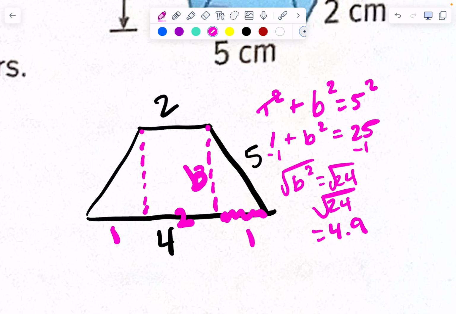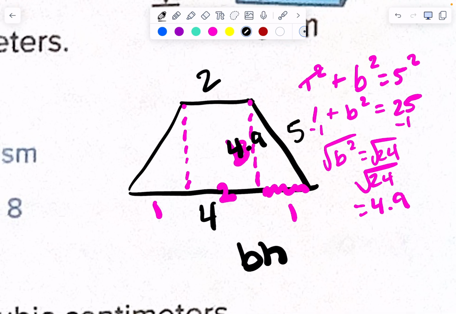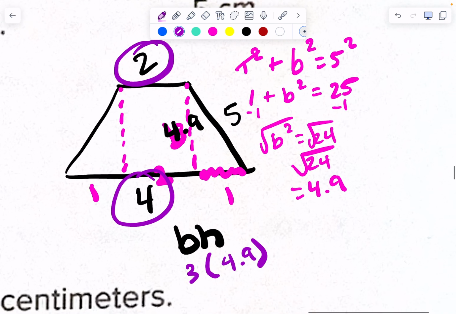Okay, so again, we're doing a trapezoid. How do I find the area of a trapezoid? Base times height, right? Except a trapezoid has 2 bases, 2 and 4. Which base do I use? I average them together. So 3 times the height, which is 4.9. 3 times 4.9 is that area. That is 12 plus 2.7, 14.7. Check me.